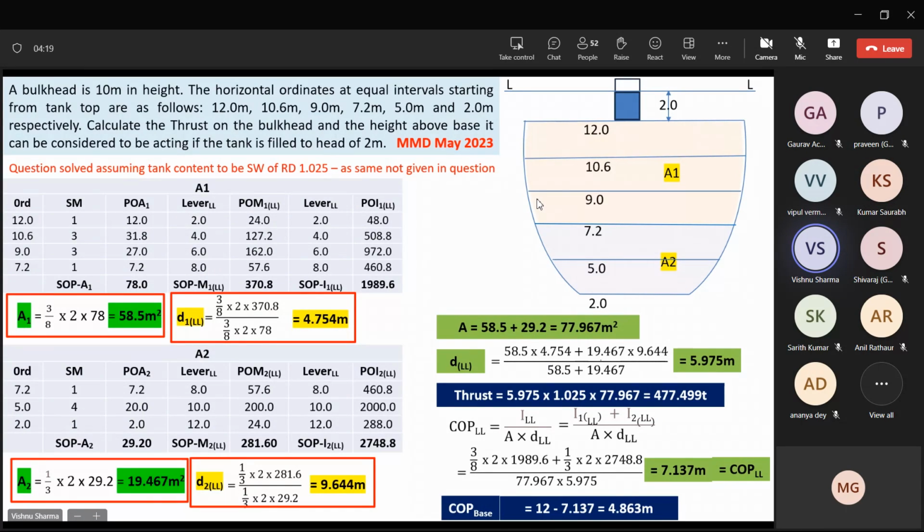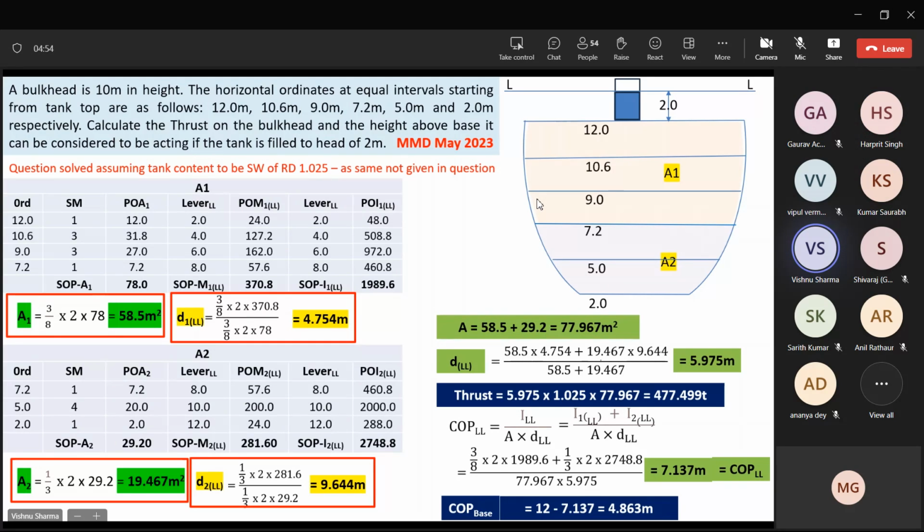Okay, so this is the question, guys. Any doubts on this, or is it well understood? This was in May 23. All clear about this one, right? Sir, a little bit of doubt is coming. When we are taking these ordinates and Simpson's multipliers, how will we know whether this is for water level or for bulkhead? You told that we will see where the ordinates terminate.